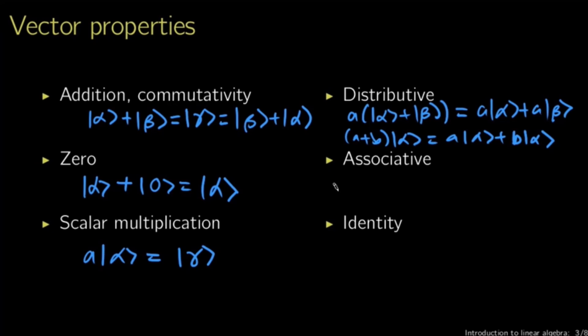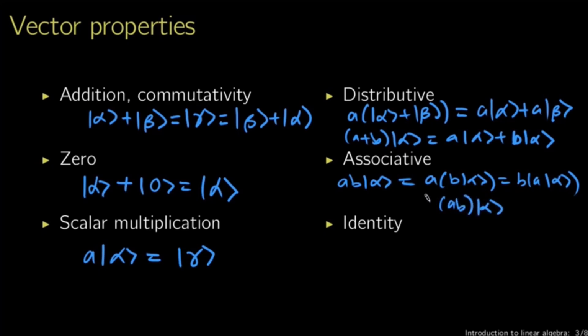Scalar multiplication is also associative, of course. I can look at a b times the vector alpha, pardon my notation, as either a times b vector alpha, or b times a vector alpha, or as ab vector alpha. These are all equivalent. Scalar multiplication commutes and is associative.